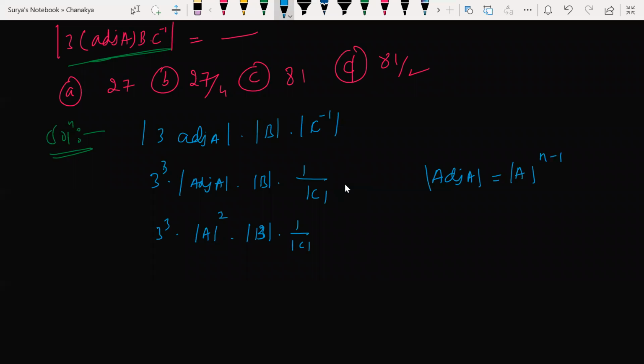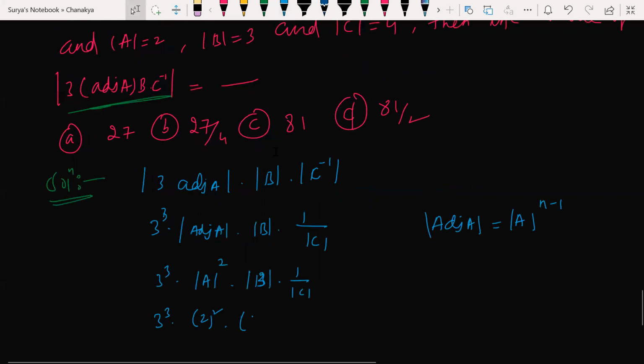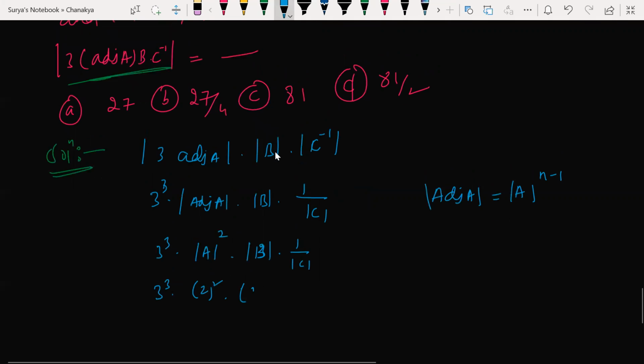So substitute everything now. 3 cube into determinant of A is 2 square. Determinant of A is what? 2 square, right? Determinant of B is what? 2. Determinant of B is 3, into determinant of C is what? 4. So 4 will get cancelled. 3 to the power of 4, which is 81, is the answer. Option C is correct.